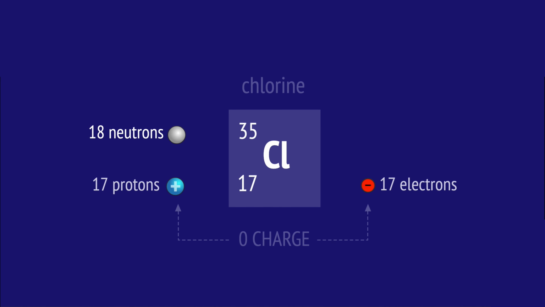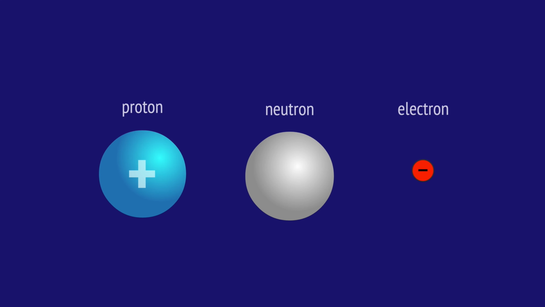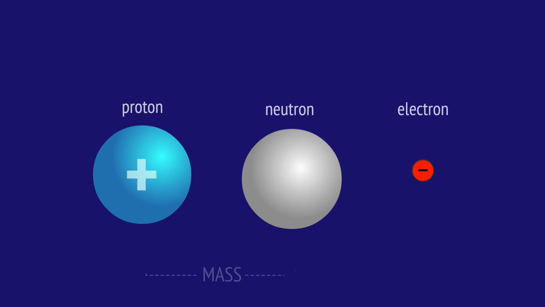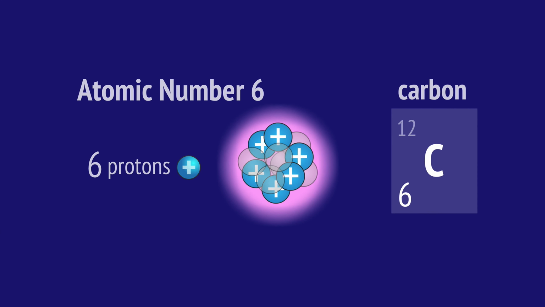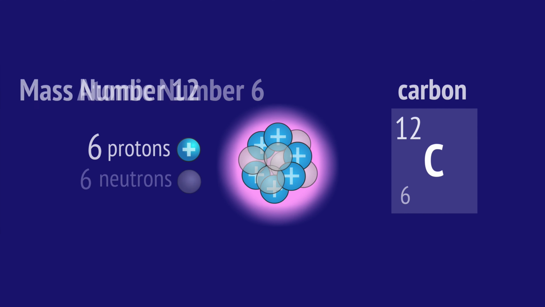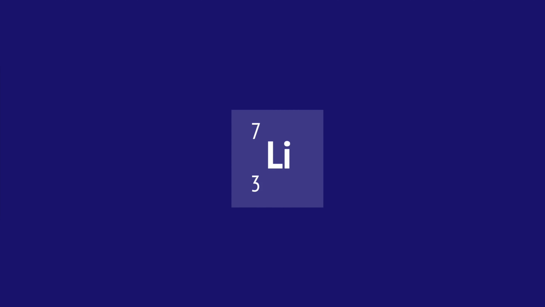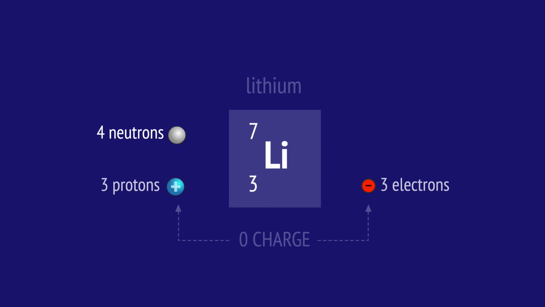So, in this video, we've looked at the subatomic particles that make up atoms: protons, neutrons, and electrons. And we've seen how these subatomic particles contribute to the charge, mass, and volume of an atom. We've also learned about the atomic number and mass number of an atom. And we've used these to list the subatomic particles given its nuclide symbol.